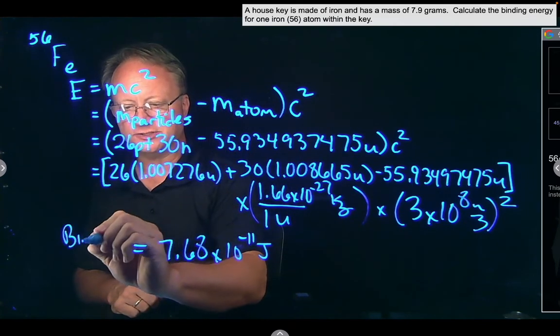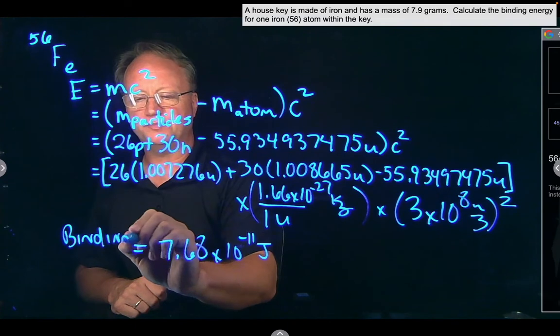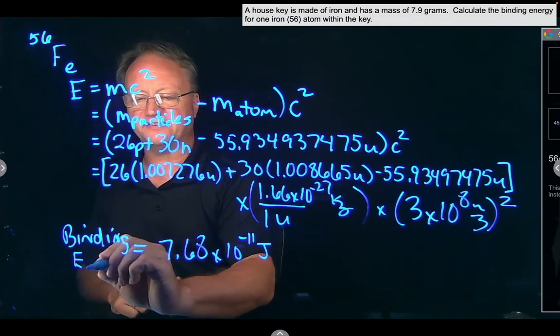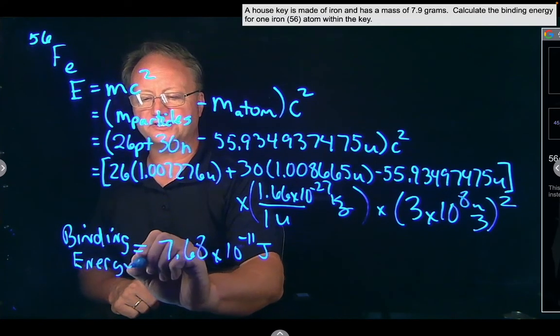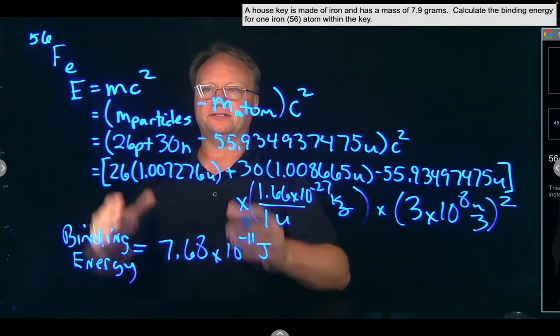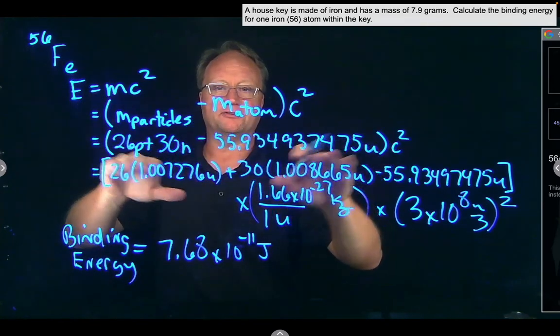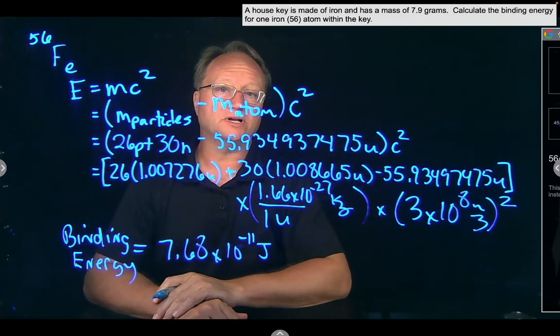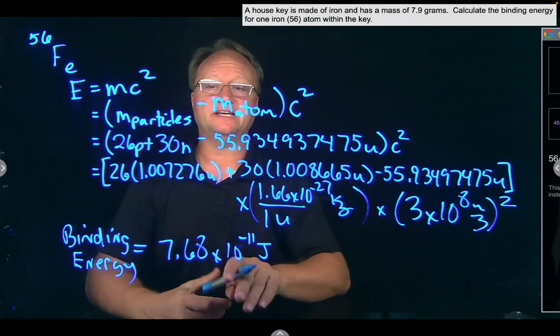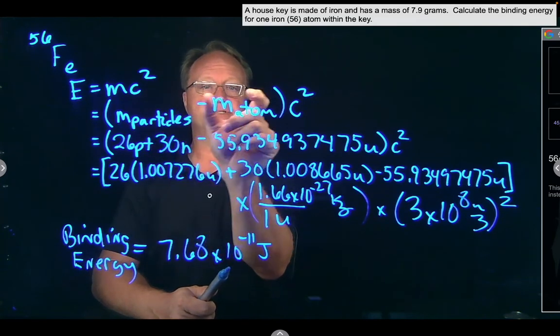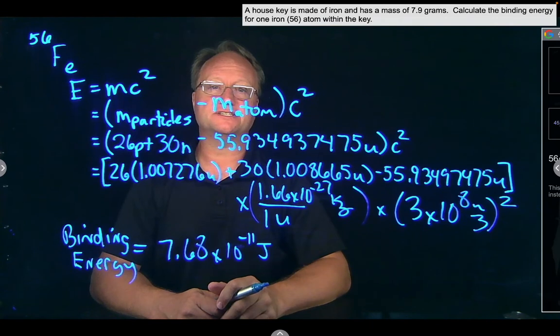And again, this is binding energy because there are multiple different kinds of energy we will calculate in this chapter. And the difference, same equation, the difference really comes for what you plug into the mass. For binding energy, it is particles minus the mass of the atom.